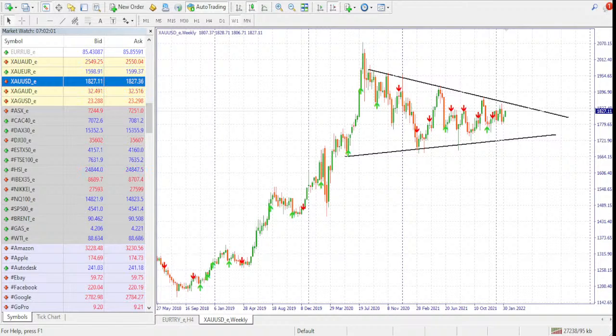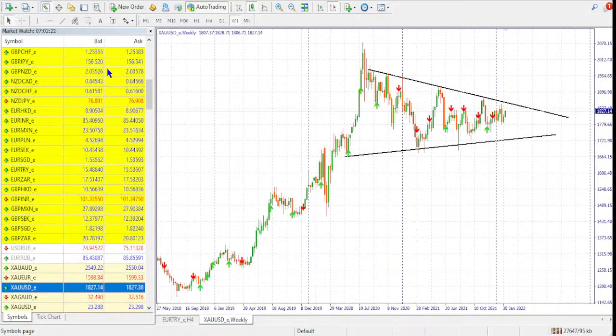We'll look at some of the symbols which are positively correlated and some which are negatively correlated. And then we'll look at the best way you can trade them so that you get the best out of the market. So the first thing you need to understand is what currency pairs stand for.